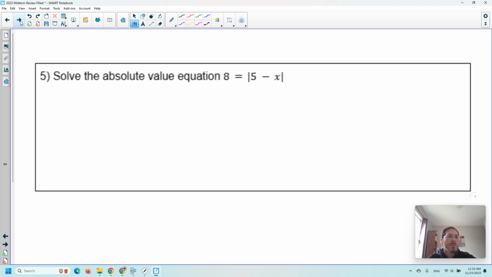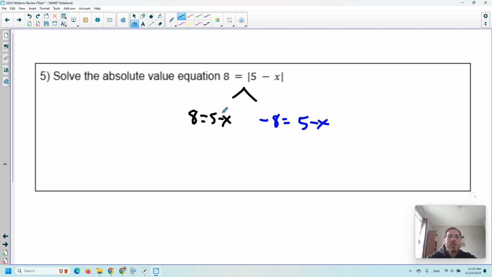All right. So then for number 5, we have to solve the absolute value equation. So first thing we got to do is ask, is the absolute value by itself? Yeah, the absolute value is by itself. There's nothing outside of the absolute value. So I'm already ready to split this up into its two equations. So 8 equals 5 minus x. Just get rid of the absolute value bars. And then for the other equation, we're going to do negative 8 equals 5 minus x.